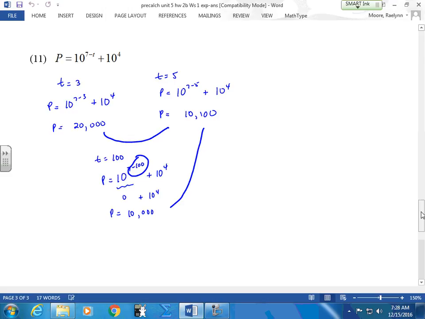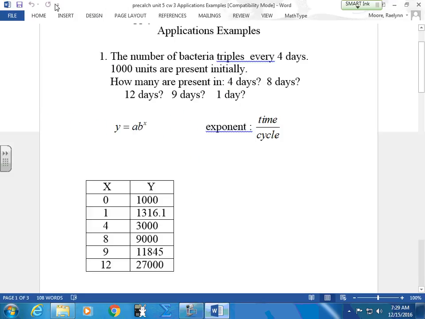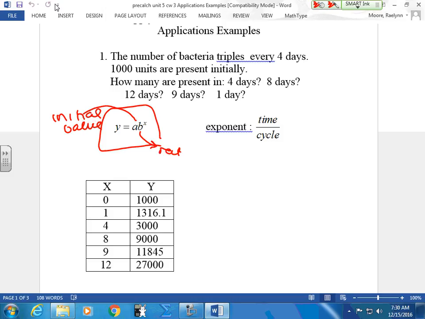Good? Just something to plug in. And some of these might be similar to what you did last year. Remember, when we start these applications, they're going to follow this format. If you notice, everything stays with this format. A is the initial value. B is going to be some kind of a rate.